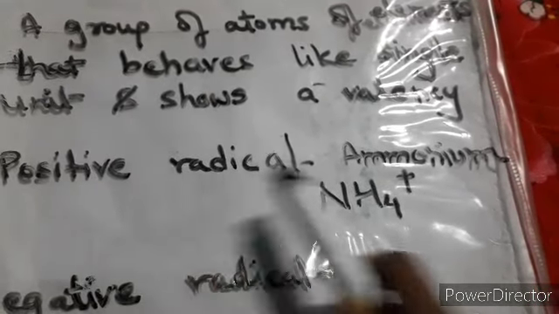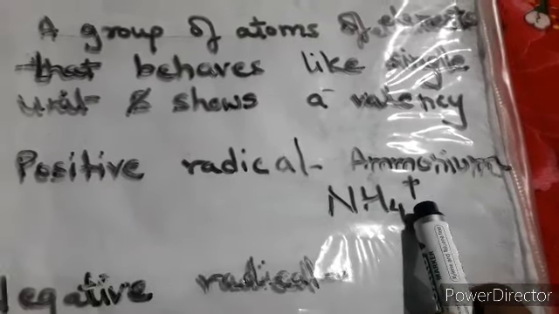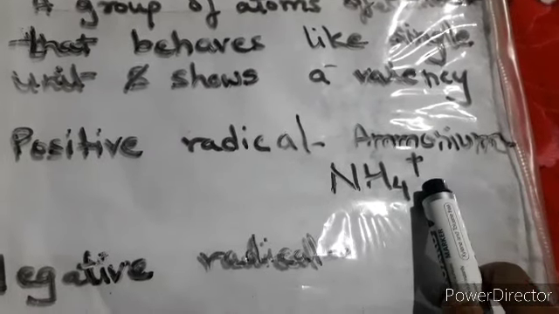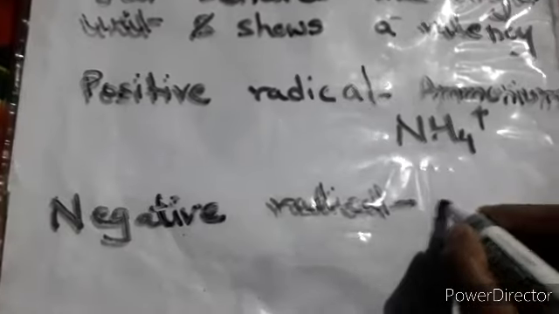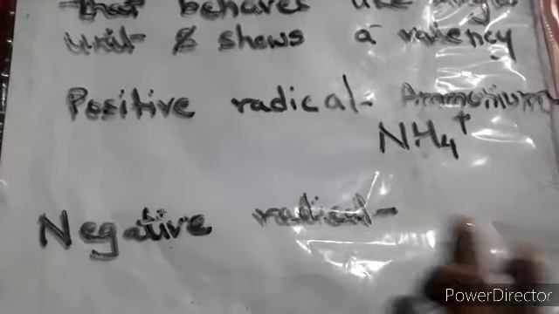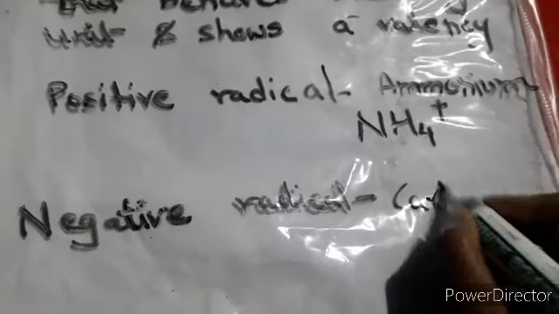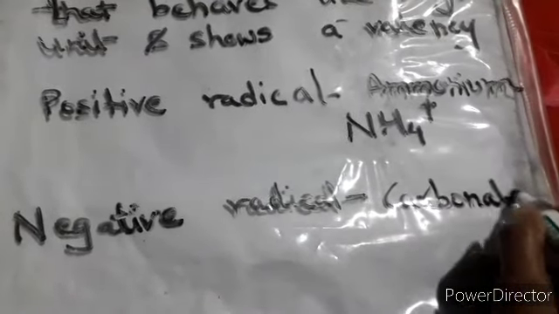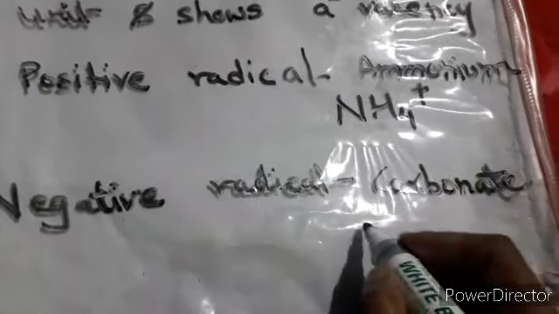Now why is it a positive radical? Because it is acquiring a positive charge. Now we can focus on the negative radical also. I am writing down hydroxide, or it's better you use carbonate. This is one of the best examples which you can understand. So carbonate is CO3 minus 2.